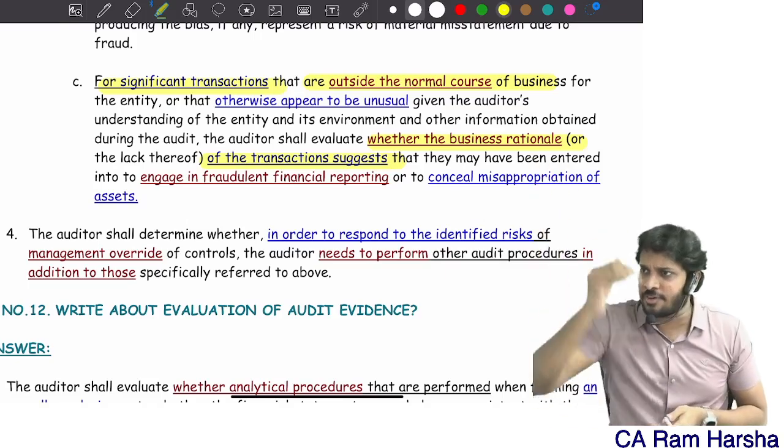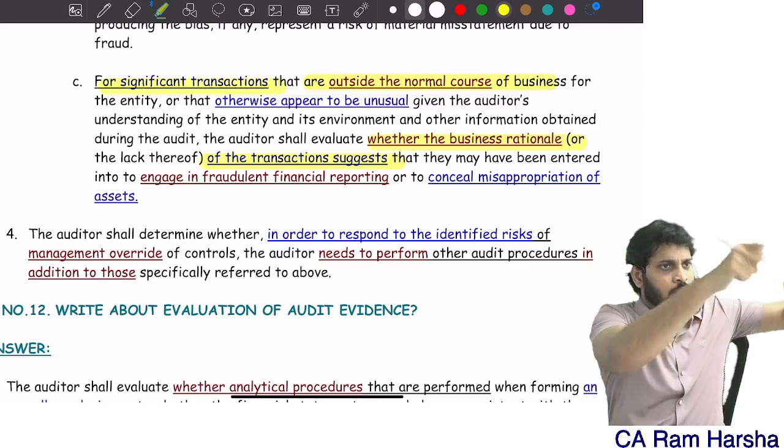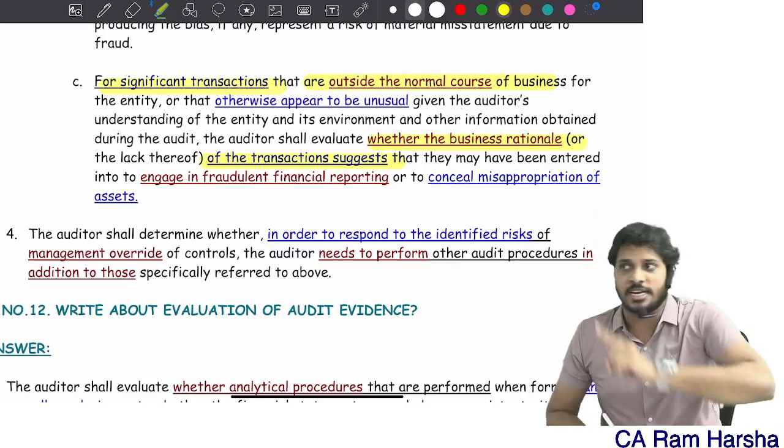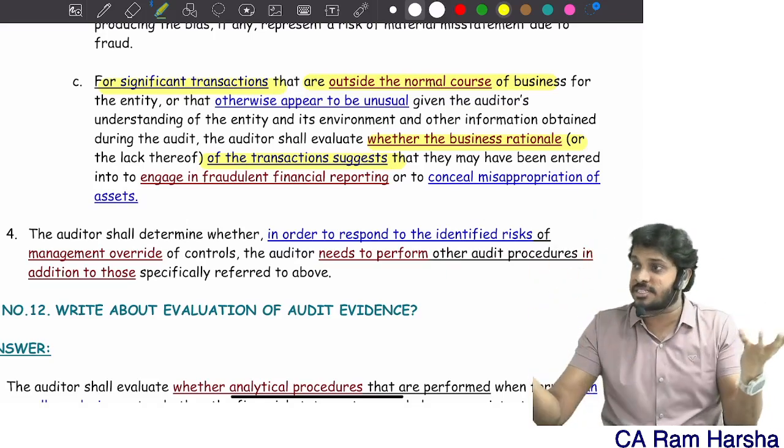Why can you not buy directly from them? Why do you buy from X to Y, Y to Z, and Z to the other party? Why did you make such a big chain? At the end, they are all related parties. Why did you buy like this? Such a complex transaction. Why?